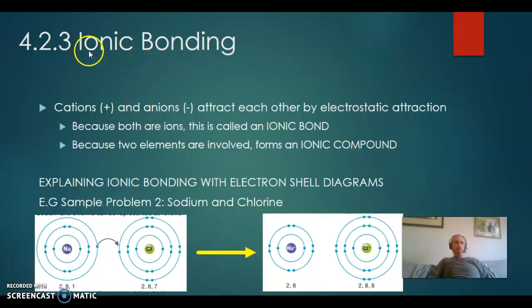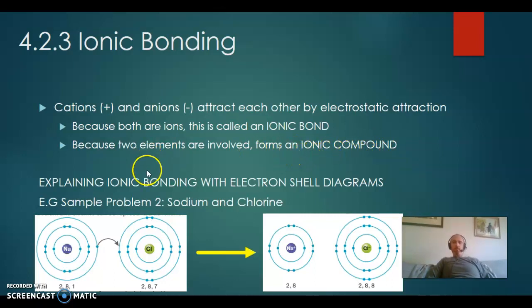So the next thing to look at is what we call ionic bonding. The cations and anions attract each other by electrostatic attraction, that attraction between positives and negatives. Because they're both ions, this is called an ionic bond. And because we've got two different elements involved, we've got a compound, an ionic compound.